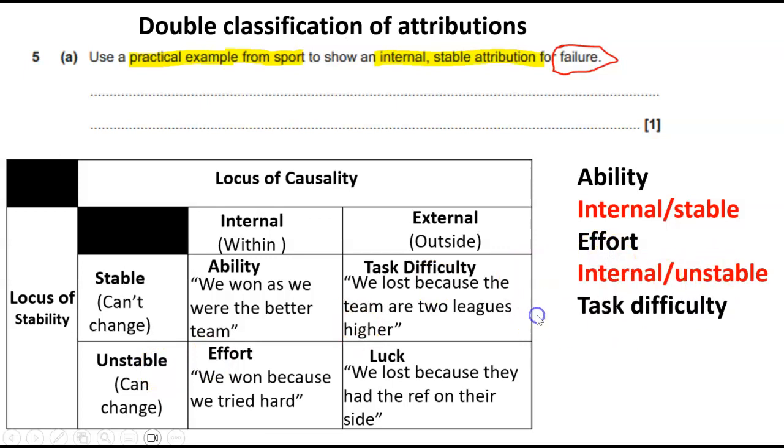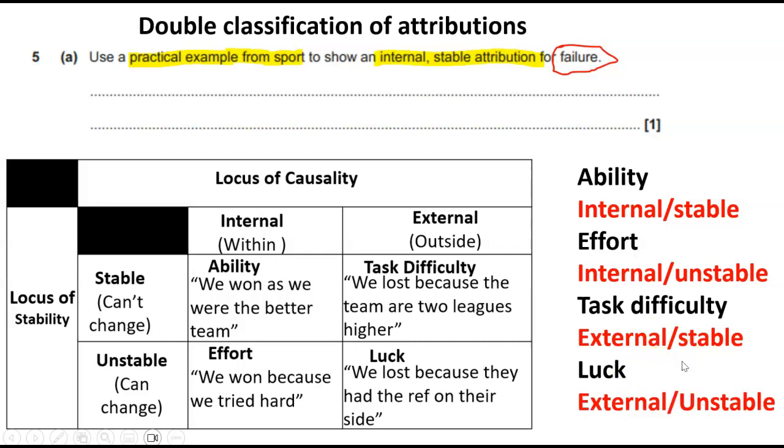Then we go down to task difficulty. So that is something that's external. The reason for successful failure will be outside of us, but it does not change, so it's stable. So we've got that in there. Finally, we go down to luck, which is something that is considered external and unstable.